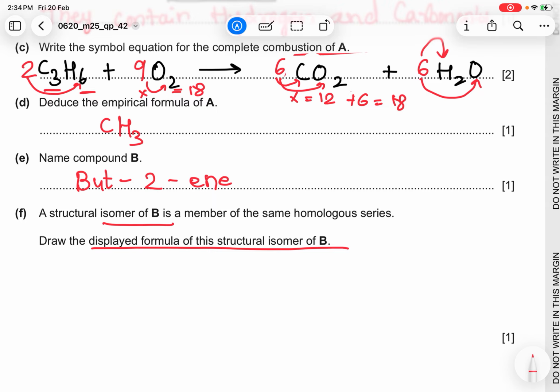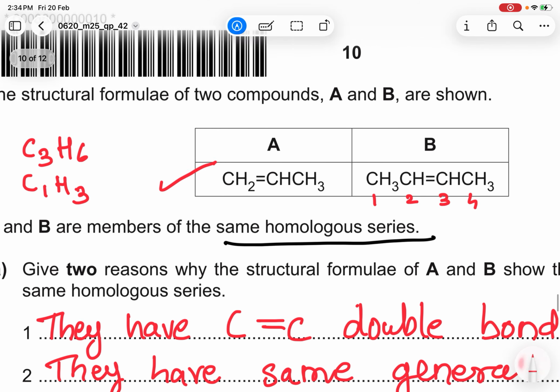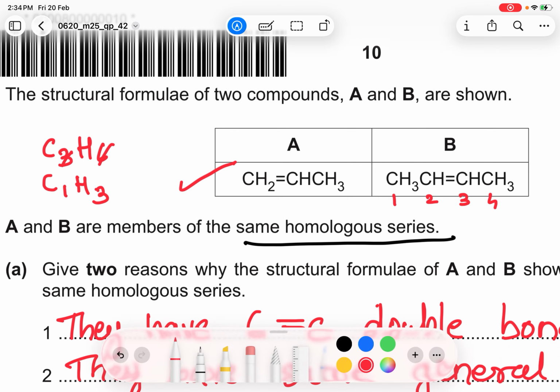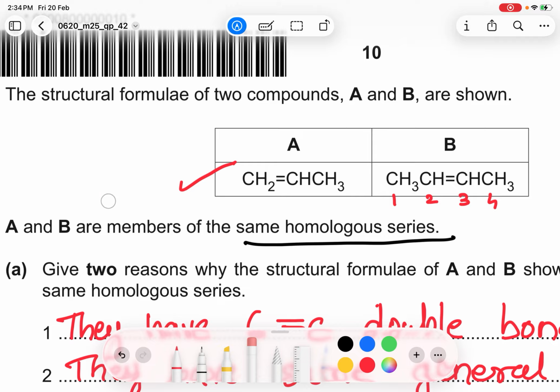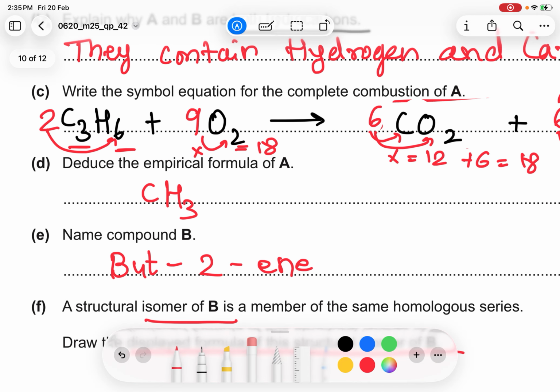Next, deduce the empirical formula of A. So we'll see what A is. A is a 3 carbon atom compound, so we are just going to count the number of carbon atoms and hydrogen atoms, which becomes C3H6. I'm going to simplify it further. So C3H6: 3 and 6 can both be divided by 3, giving C1 and H2. Okay, so the answer becomes CH2.